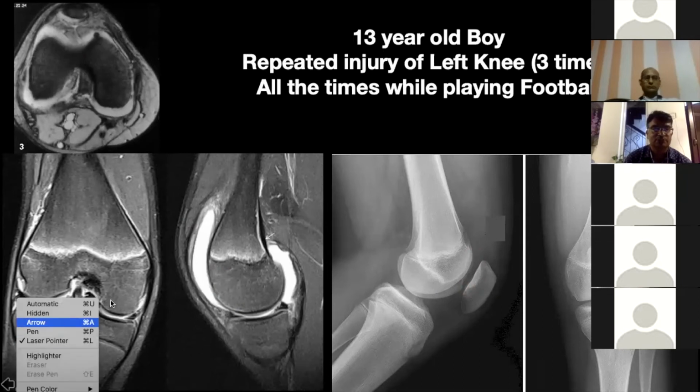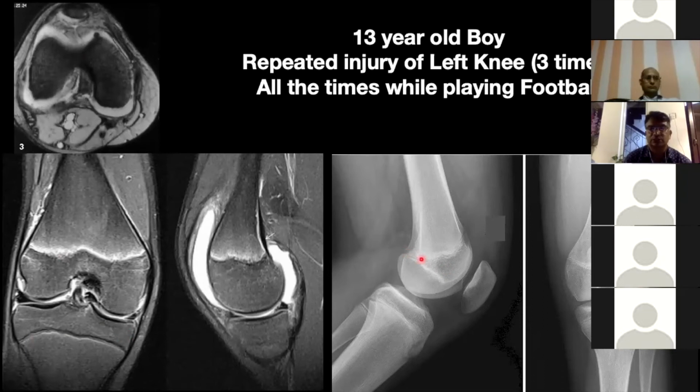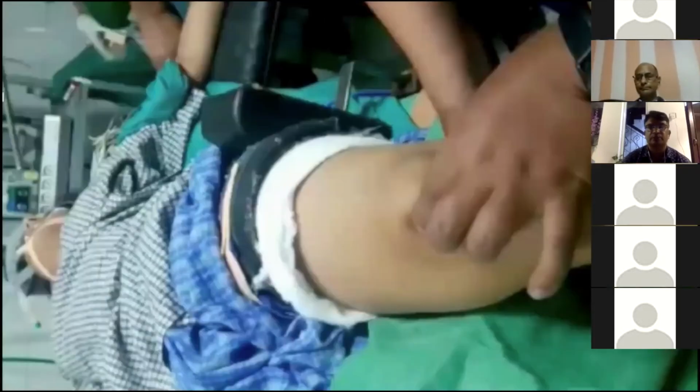But what is important to see is that the physis is not closed yet. So this is a 13-year-old, a skeletally immature patient. Even though you can see that there is a lateral condyle dysplasia in the X-ray also, whatever you are going to do is going to be a soft tissue procedure. You cannot contemplate a bony procedure.